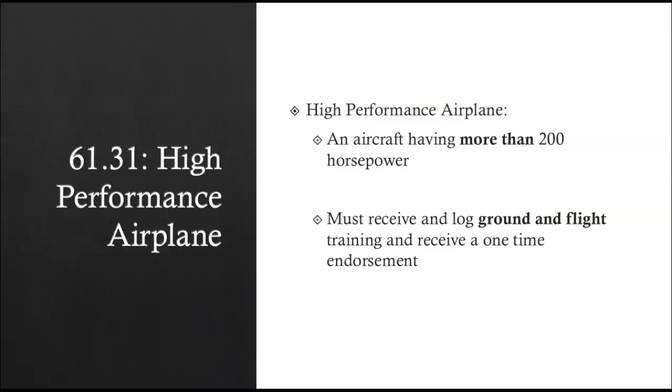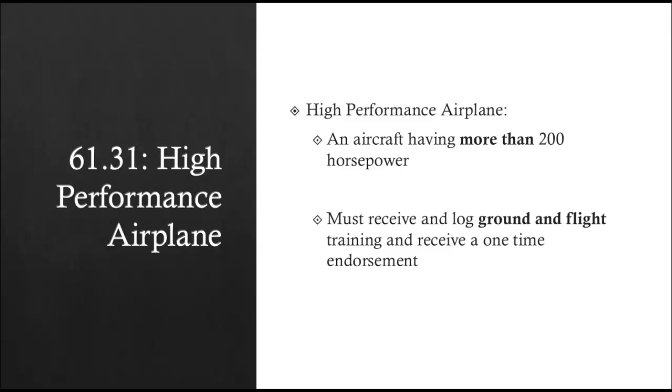61.31 also lists requirements to fly a high-performance airplane. A high-performance airplane is an aircraft that has more than 200 horsepower. The Diamond DA-40 engine is 160 horsepower, so it is not a high-performance airplane.